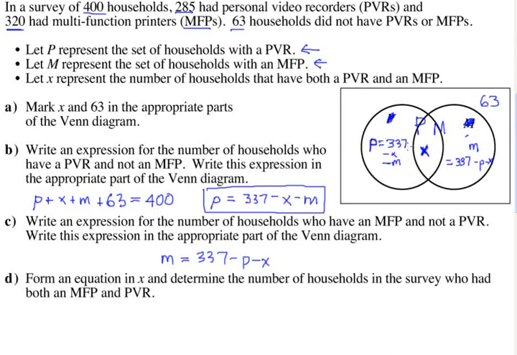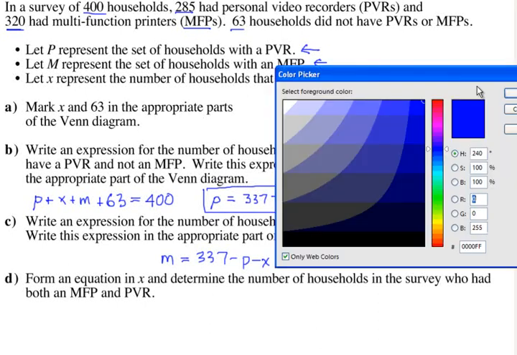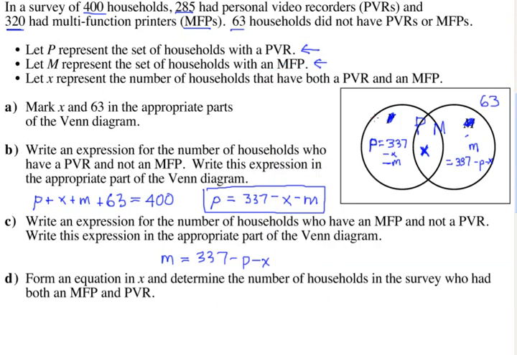From our left circle, one moment, I'll change colors to make this clearer. They told us that 285 households had PVRs. So everybody in this red circle has a PVR, and we know how many people that is. It's 337 minus x minus m plus x. And that has to add up to 285.